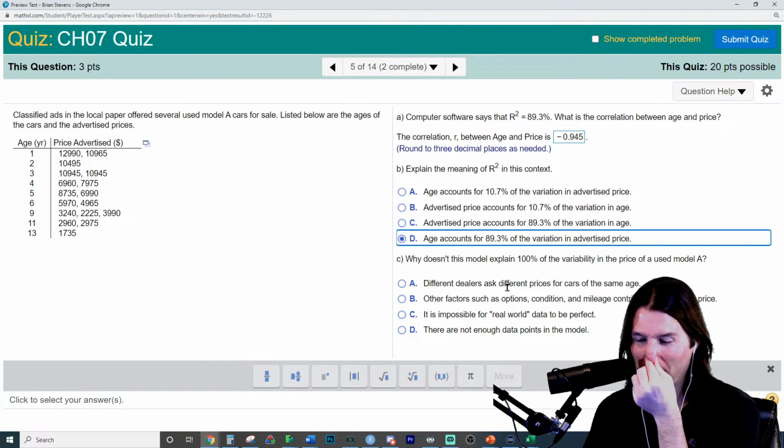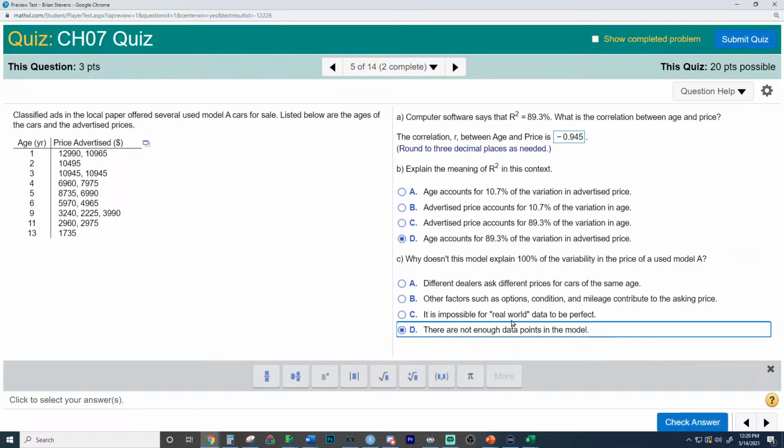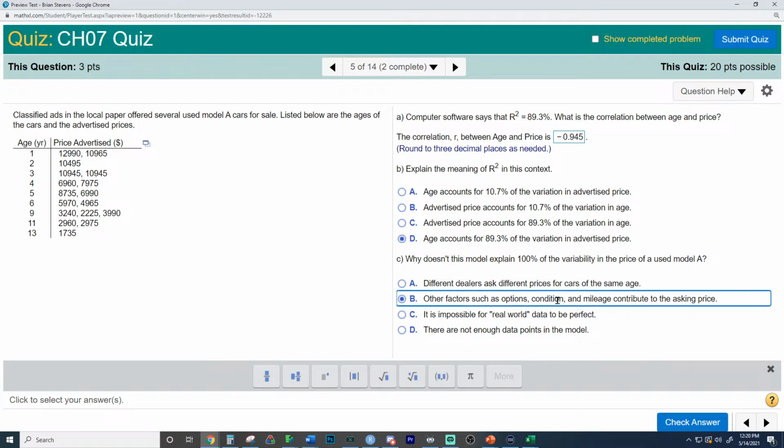Why doesn't this model explain 100% of the variation? Well, it's never because there's not enough data. That's not an issue. It's not impossible for real world data to be perfect. I mean, it can be. There are other factors, but really, my Pearson, why you do this? It is other factors, isn't it?